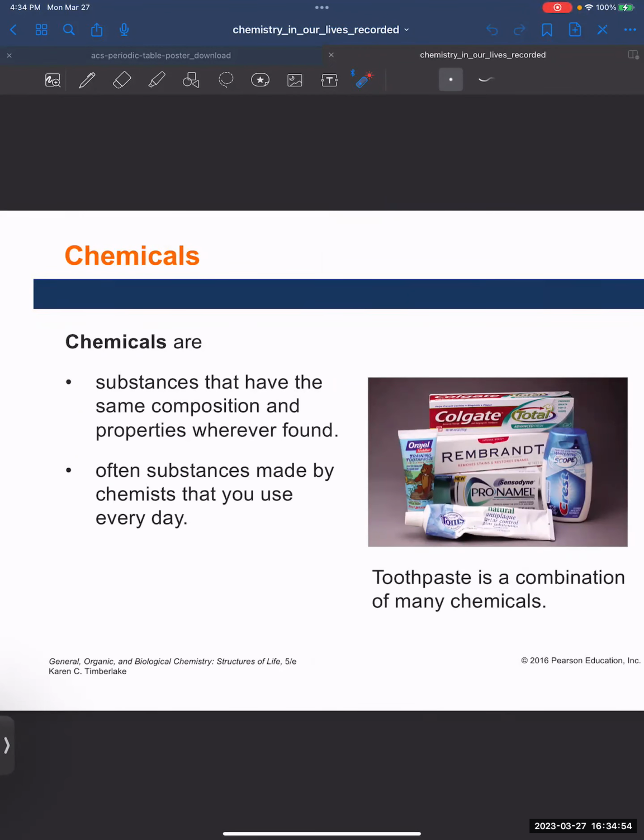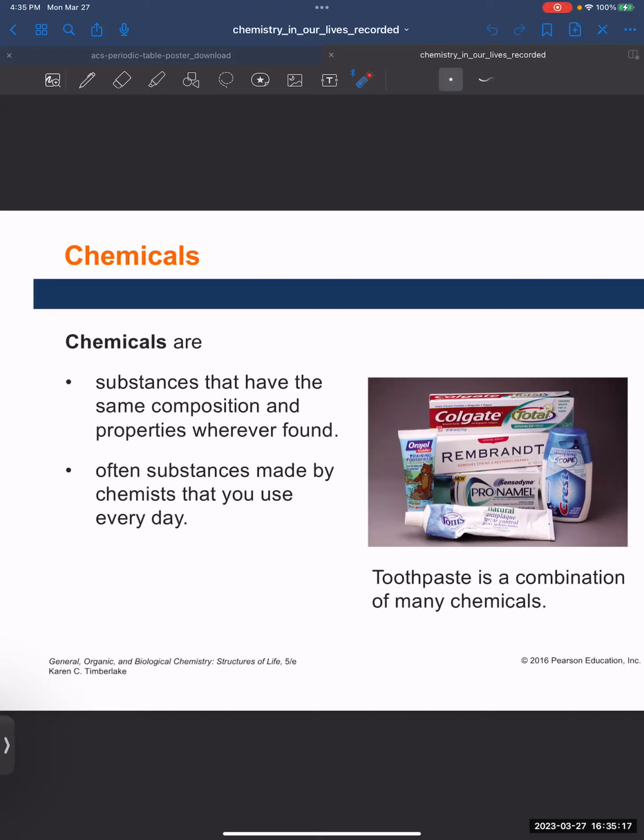Now, chemicals are substances that have the same composition and properties wherever they're found. So for example, water is a chemical, and we will discuss that water's chemical formula is H2O, right? So it has 2 hydrogen atoms and 1 oxygen atom to make up that molecule.